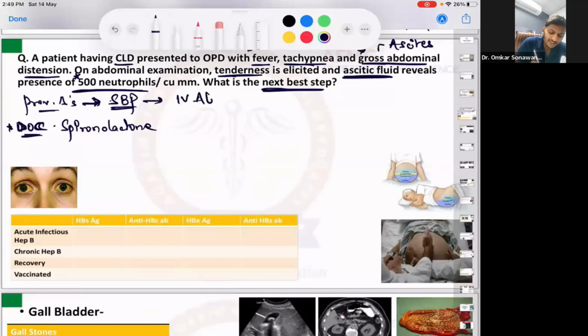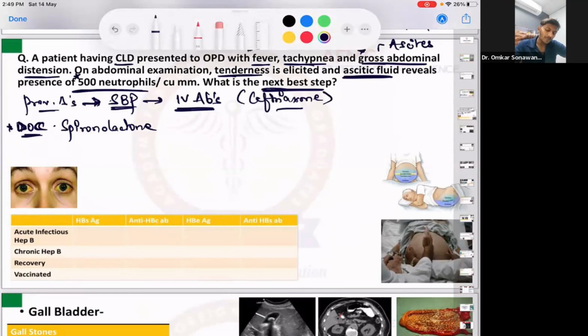Definitely you need to start IV antibiotics in this patient. Which antibiotic do you need to start? Ceftriaxone is usually started in this patient. Don't get confused. It is spontaneous bacterial peritonitis, a complication of ascites or cirrhosis in a patient.